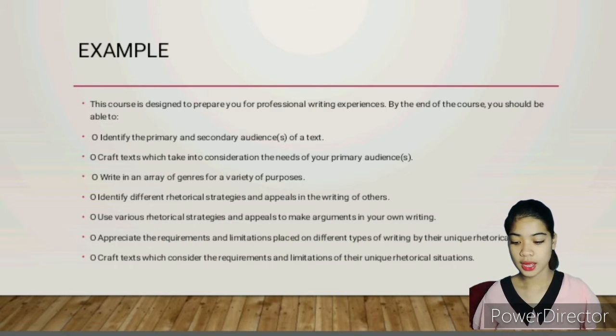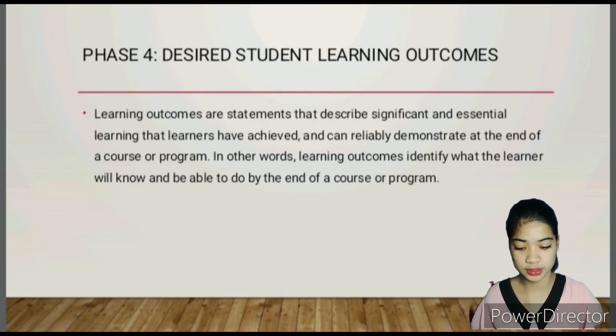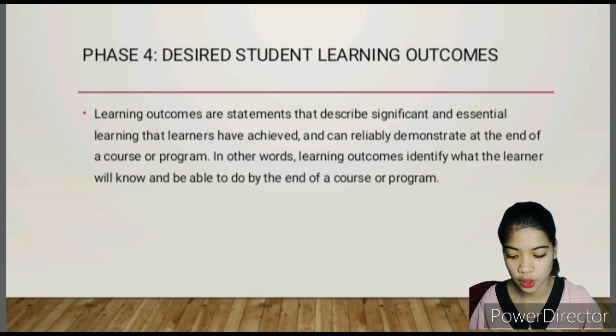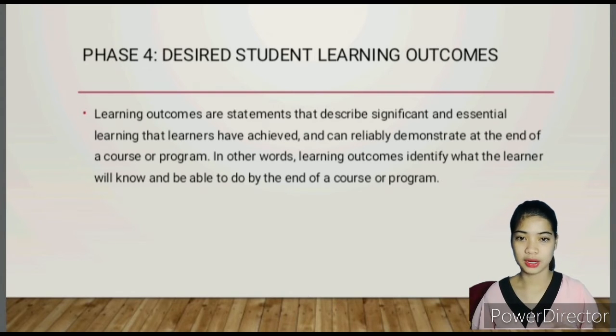Phase 4 is the desired student learning outcomes. Learning outcomes are statements that describe significant and essential learning that learners have achieved and can reliably demonstrate at the end of the course or program. So in other words, learning outcomes identify what the learner will know and be able to do by the end of the course or program.